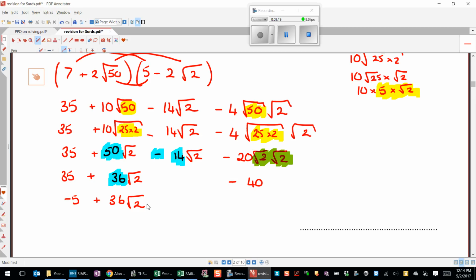So it's quite a long one though. Step by step. If you tried to do that all in your head and just write the answer down, you'd probably make a mistake.